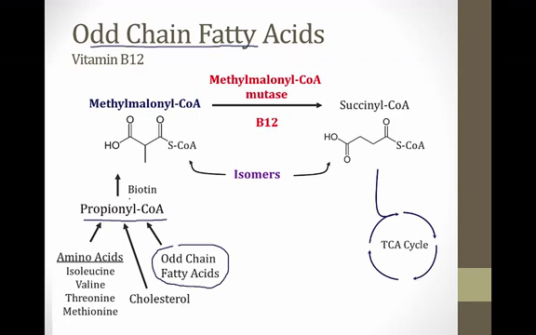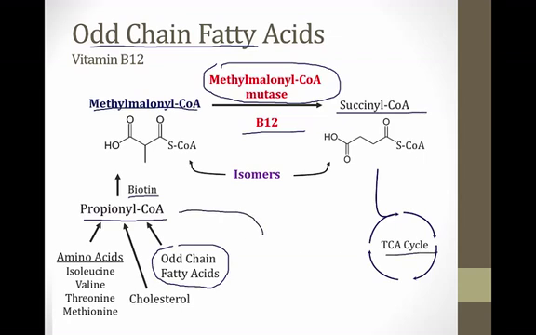Through a reaction that requires the vitamin biotin, propionyl-CoA is converted into methylmalonyl-CoA. And then there's an enzyme called methylmalonyl-CoA mutase, which requires vitamin B12, and it converts methylmalonyl-CoA into succinyl-CoA, which can enter the TCA cycle. And propionyl-CoA is an important intermediate for the metabolism of many different structures.